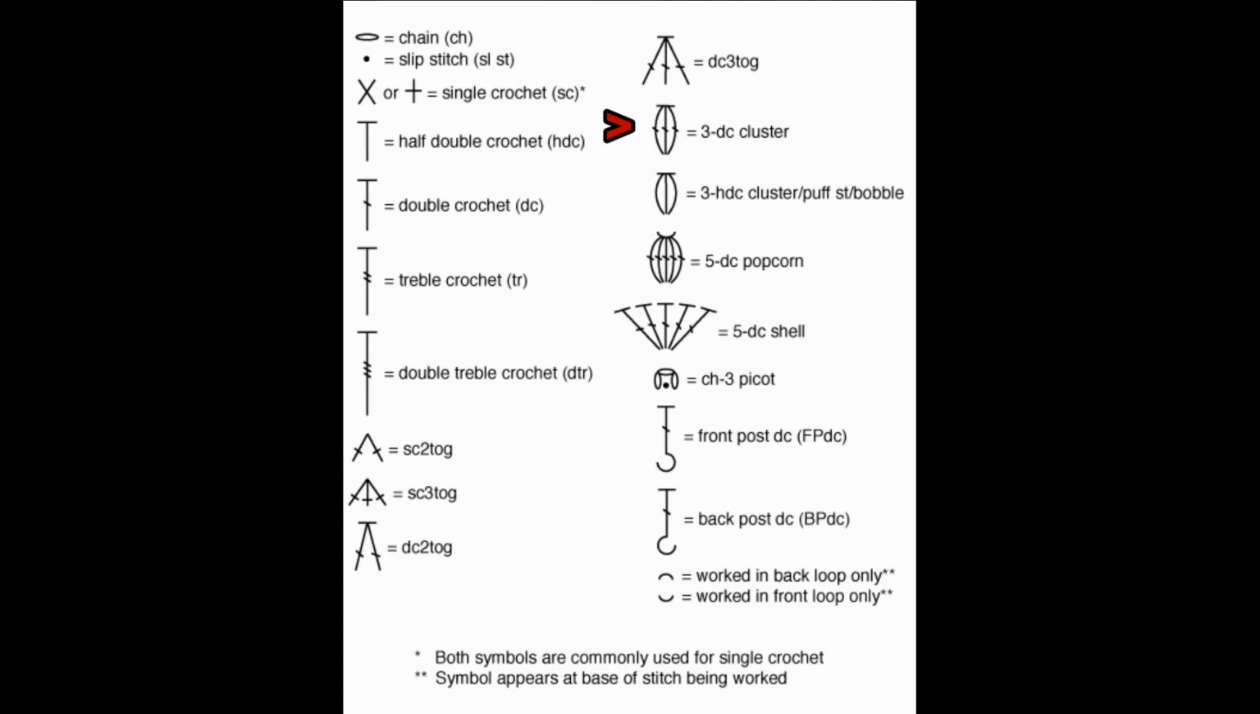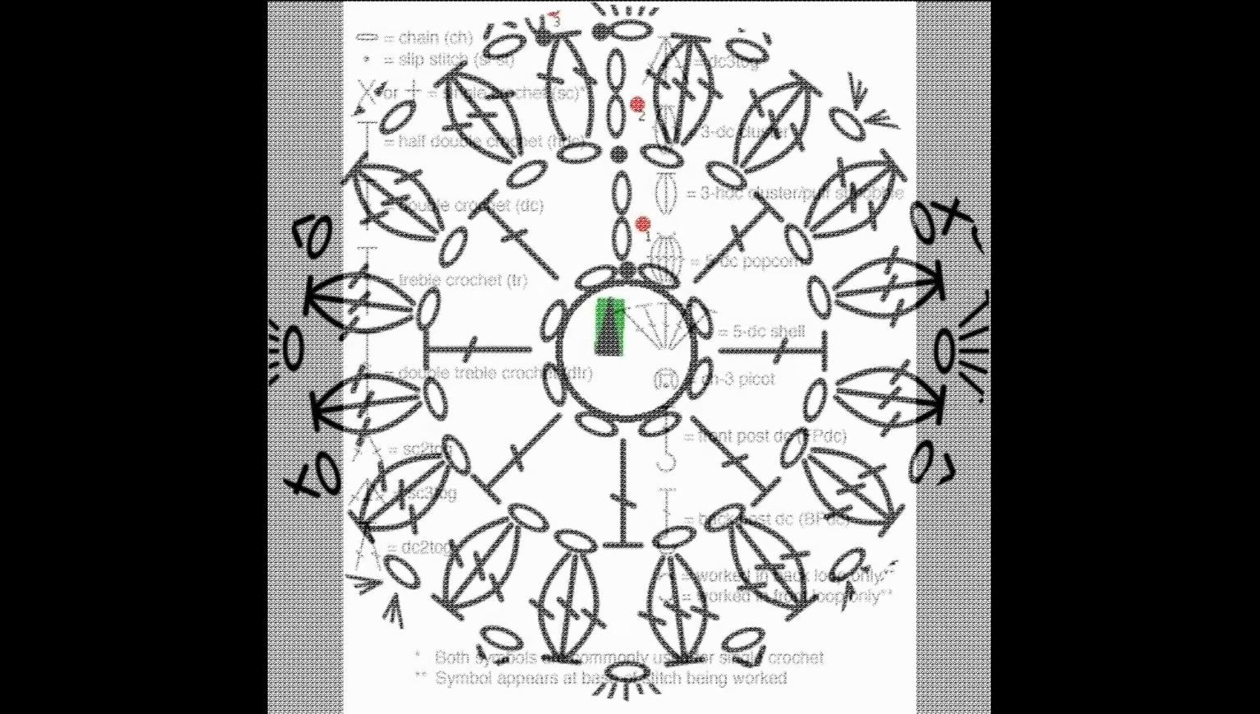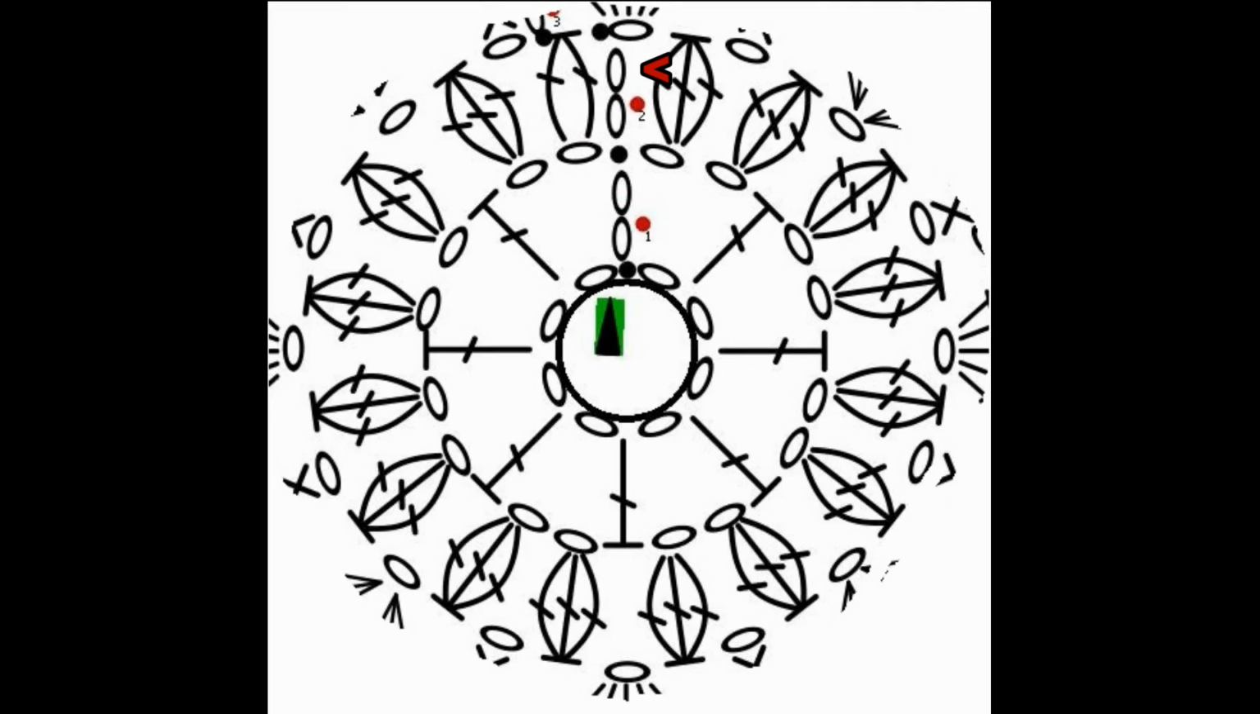Well, that is a 3 double crochet cluster. They don't show one that's just 2, but that's what it is. It's a beginning 3 double crochet cluster because this chain 2 counts as the first part of the double crochet. Look at the overall pattern, and there are 2 clusters in each chain 2 space, and they're all separated by a single chain, a chain 1.